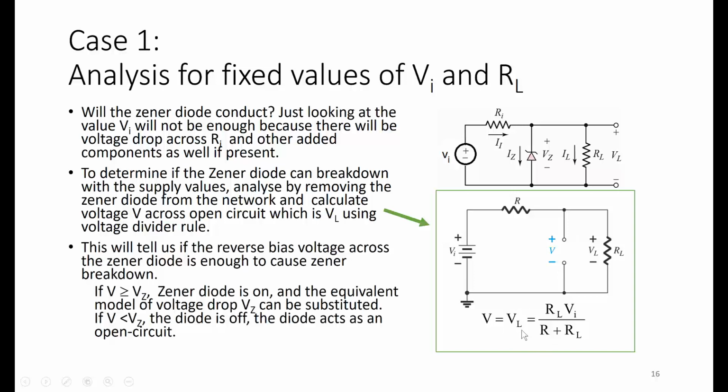This will tell us if the reverse bias voltage across the Zener diode is enough to cause the Zener breakdown or not. If we calculate and find that V is greater than or equal to Vz, then the Zener diode will turn on and the equivalent model of voltage drop Vz can be substituted. Otherwise, if the voltage that we calculate is less than Vz, the diode is off and acts as an open circuit. And we will do an example to illustrate this.